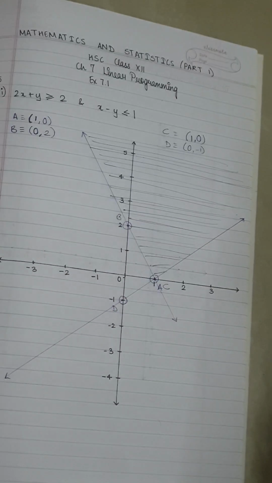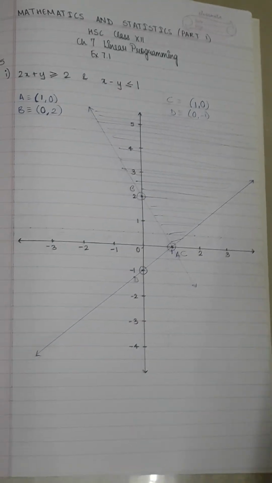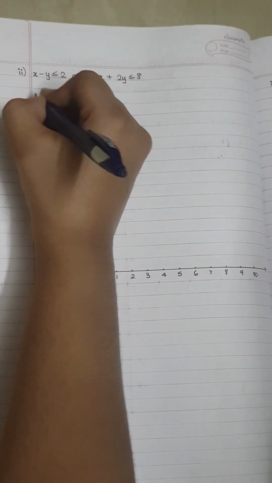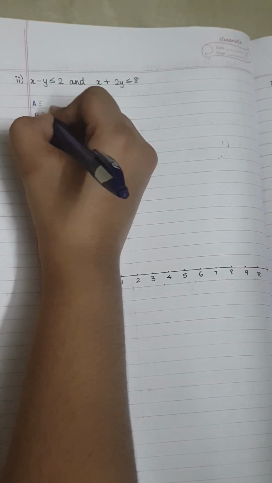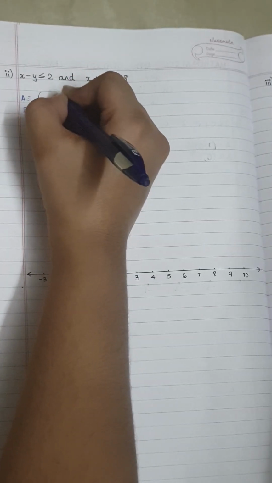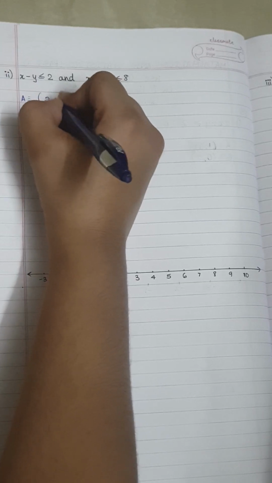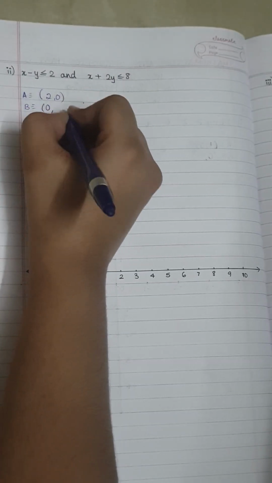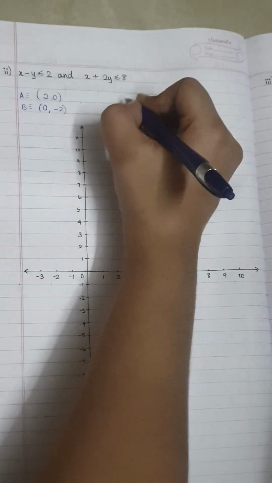And here we are done with this sub-question. Moving on to sub-question number 2. So guys, here we have sub-question 2. Let's take our point A and our point B. A will have y as 0. That means it's going to be 2 comma 0. B will have x as 0 and y will be minus 2.